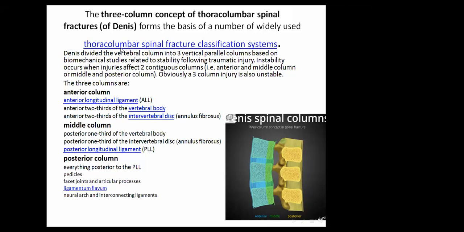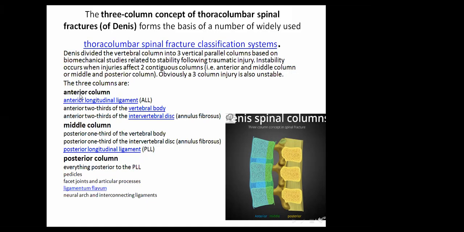Classification of thoracolumbar spine fractures: the classification system developed by Denis is widely used. Denis divided the vertebral column into three vertical parallel columns, based on biomechanical study related to stability following traumatic injury. Instability occurs in injuries that affect two contiguous columns, the anterior and middle column or the middle and posterior column. A three-column injury is also an unstable fracture.